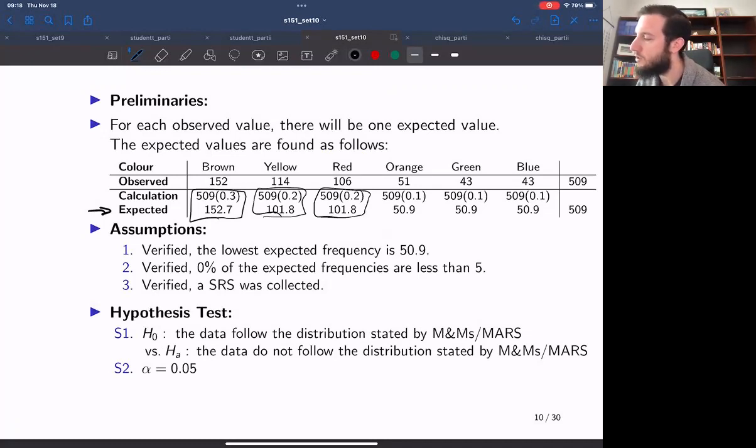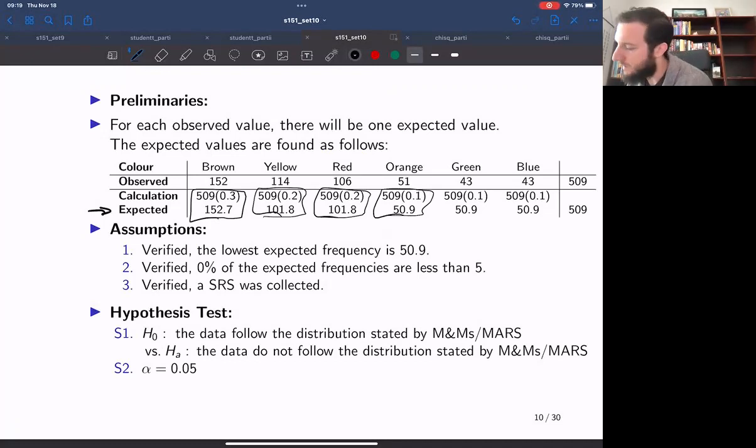And then for orange, green, and blue, 10% should be those colors. So therefore 10% of our 509 M&Ms should be orange, green, or blue. And that means that 50.9 of our sample should be orange, green, or blue. Okay. So the expected quantities are found by taking sample size and multiplying by the probability of each of the different outcomes in our distribution.